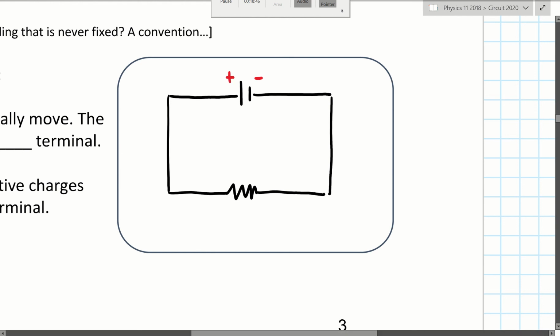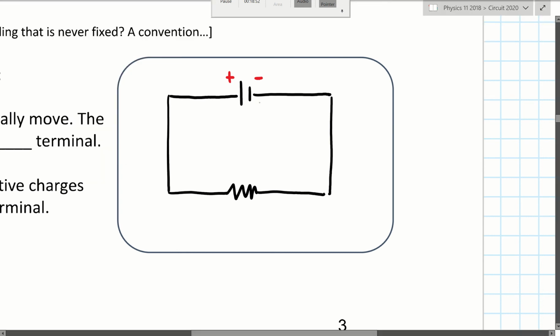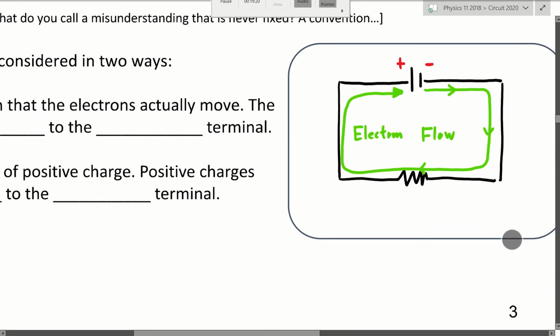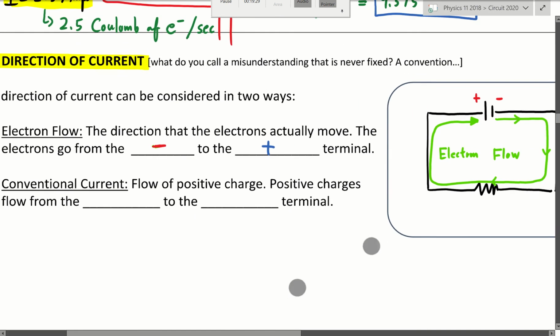Now, if you remember, electrons are negative, right? Therefore, the electron is repelled by this side. So the electron wants to go this way, and that's exactly what the electron will do. The electron is repelled by the negative terminal and attracted to the positive terminal. So the electron floats like this, away from the negative and into the positive. This is the direction of the electron flow: from negative to positive.